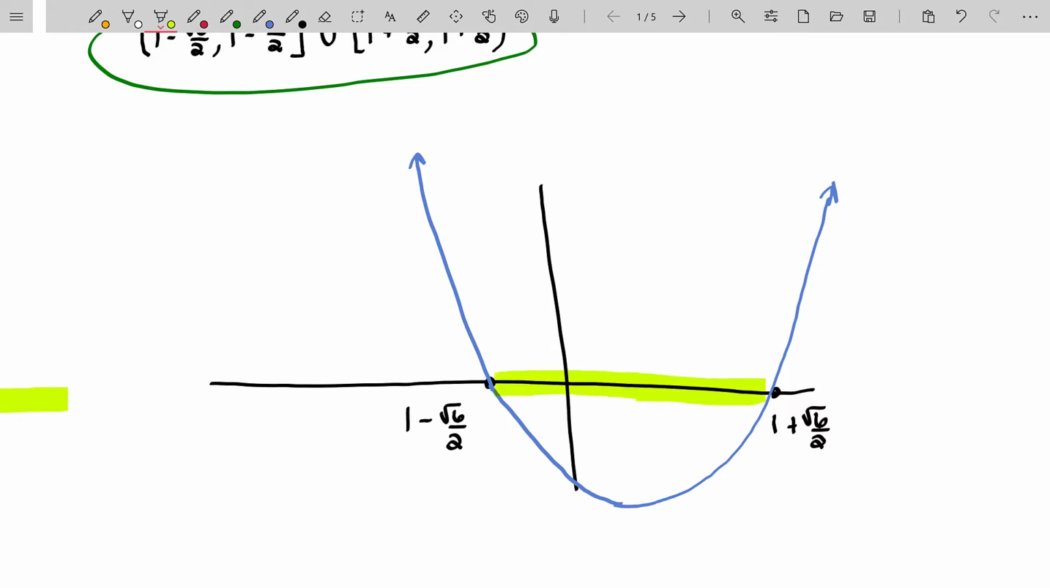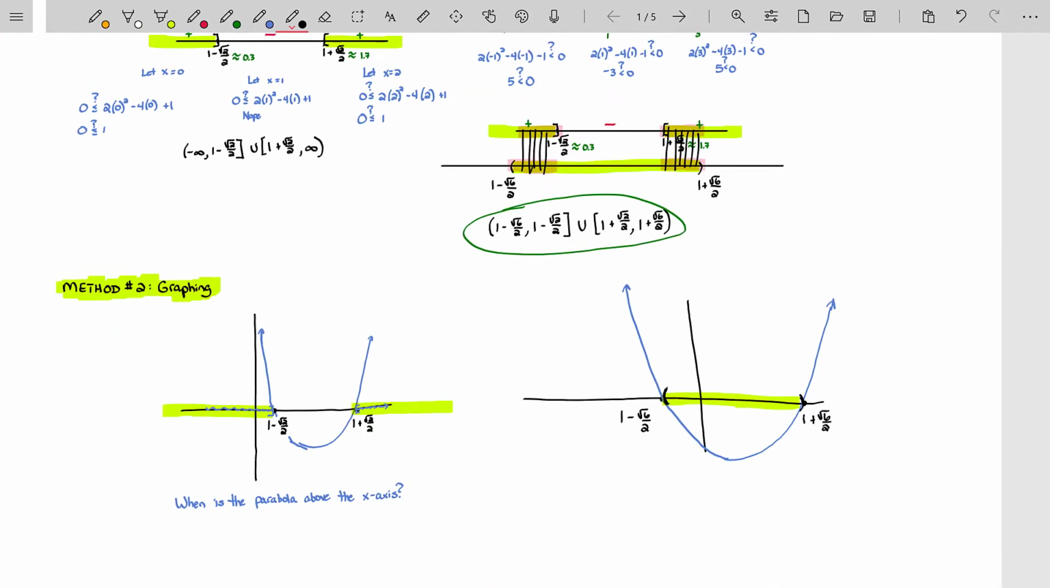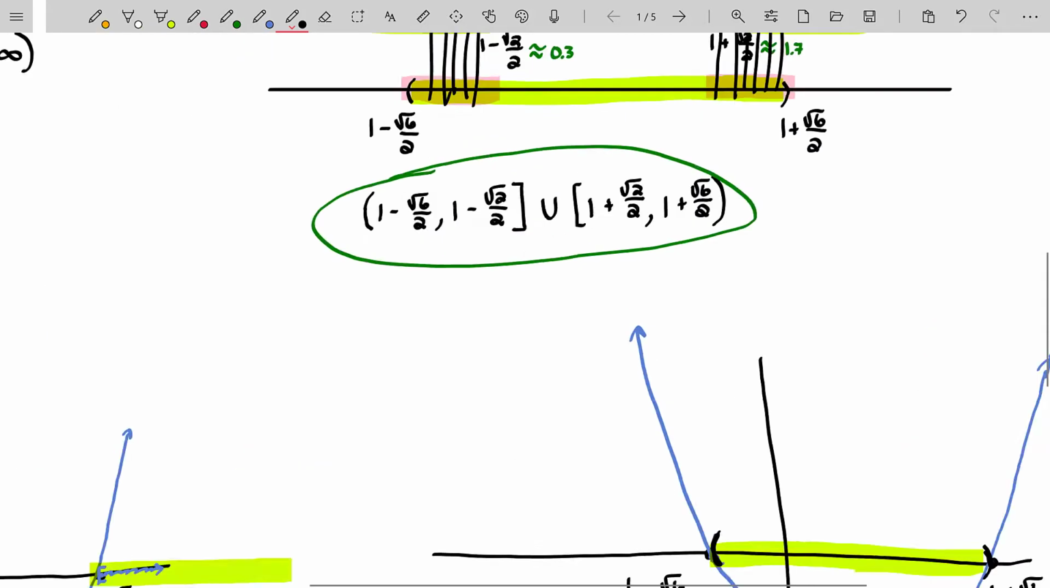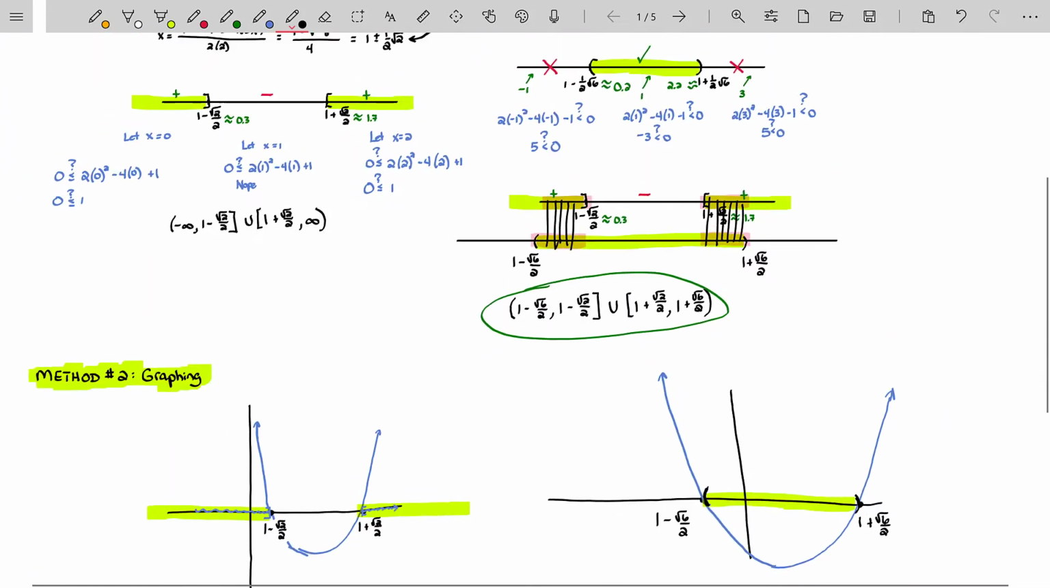And you can see it's all of these x values right there, going from 1 minus root 6 over 2 all the way up to 1 plus root 6 over 2. Notice mechanically much less work with graphing. And then you find the intersection of those two intervals. It will still be this same stuff right here. So that's just a heads up.